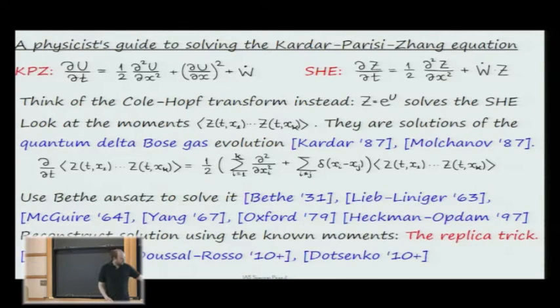So this was developed by, for instance, Heckman and Opdam's work. And you can use this really to compute these moments. Okay? I'll have more to say about this sort of stuff later. Now, the fourth step is the one where things go awry, as far as the mathematicians are concerned.